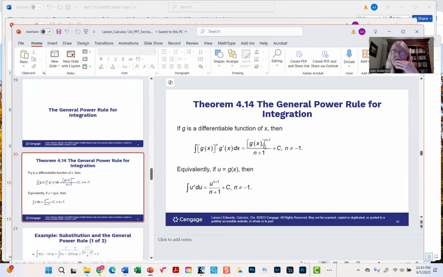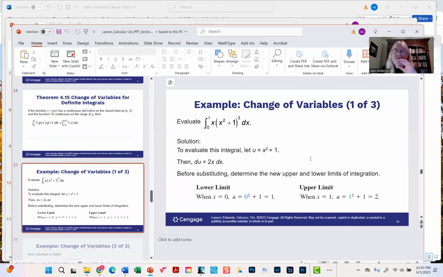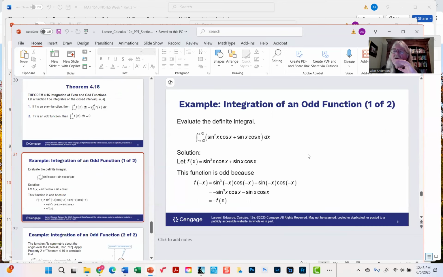And oh, there's our favorite, the power rule. Except this time it's g of x instead of x. And so we're going to need to use this type of technique. So all right, this will wrap up a review of Calc 1, and then we'll start the new material in the session after that, probably. I think we got a lot done today, that's for sure.